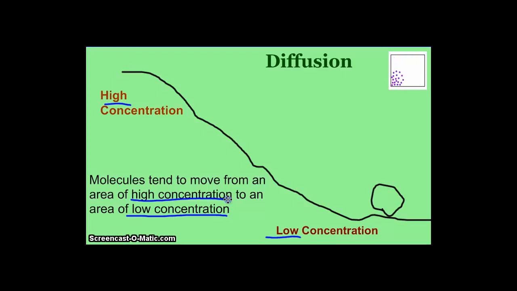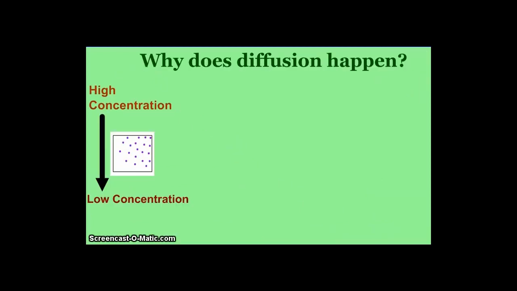So if you look at this demonstration in the upper right-hand corner, you see the small purple dots, which are meant to represent molecules, moving from an area of high concentration in the lower left-hand corner out to an area of low concentration. So why does it happen?